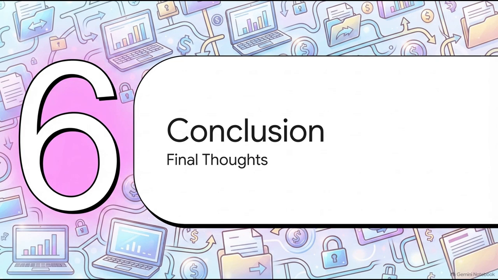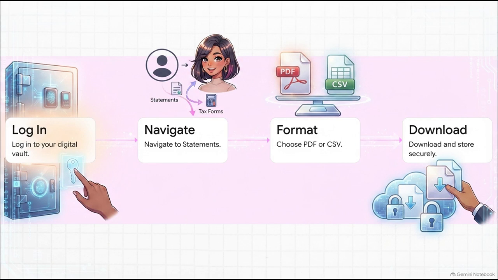And finally, Section 6, Conclusion, Recap, and Final Thoughts. Getting your hands on your statements is incredibly easy and entirely in your control, as long as you follow these 4 simple steps. Step 1. Log in securely to your digital vault using your unique credentials. Step 2. Navigate straight over to the Statements and Tax Forms section from your profile icon. Step 3. Choose PDF for official proof or CSV for spreadsheet flexibility. And Step 4. Download those files and store them using strong security practices.